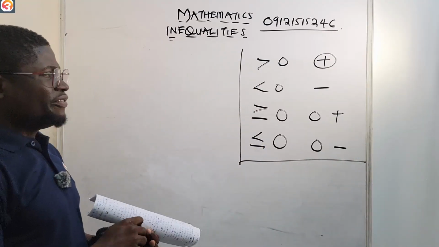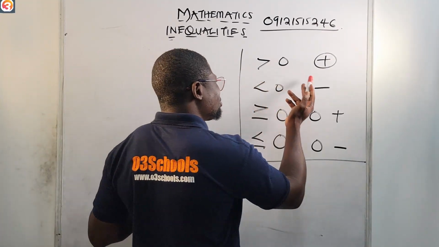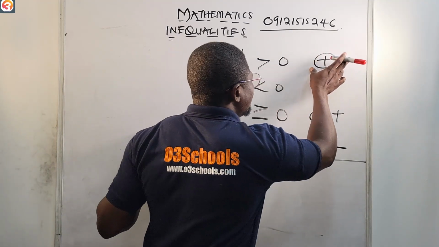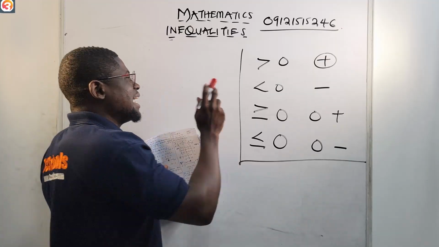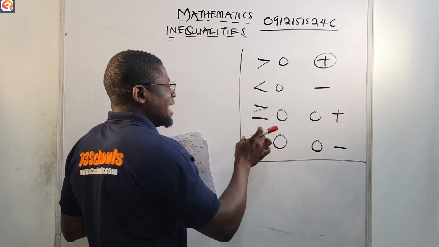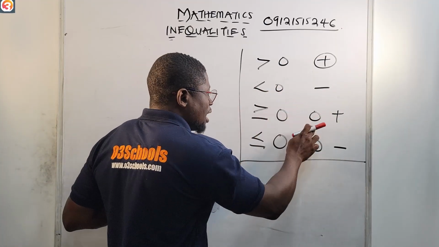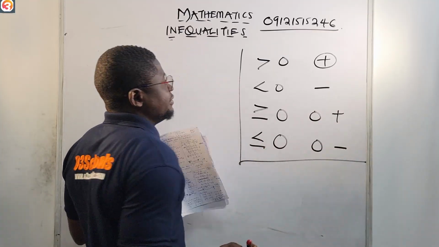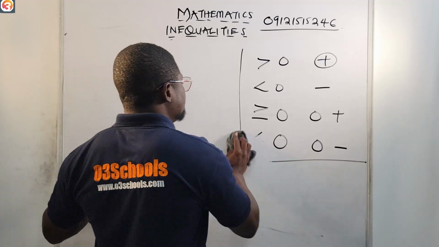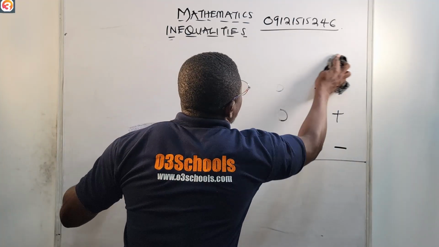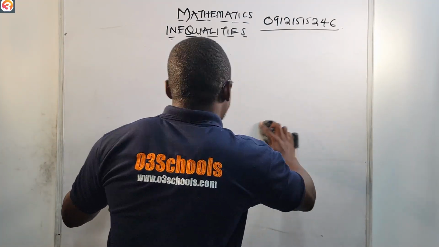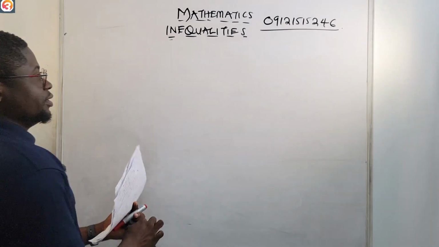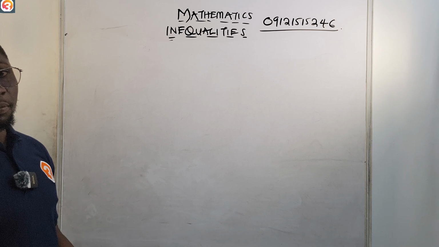So if I say an inequality is greater than 0, we mean the values that will satisfy it are positive. If they are less than 0, values that are negative. Greater than or equal to 0, both 0 and positive values. Less than or equal to 0, both 0 and negative values. So that's how it works. Let us go to quadratic inequalities quickly, because of time, this class is getting very long. But it is expected to be long because it's a very long topic.